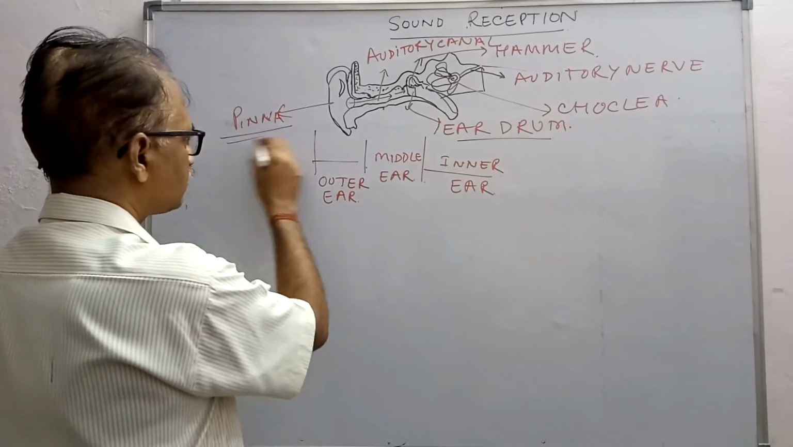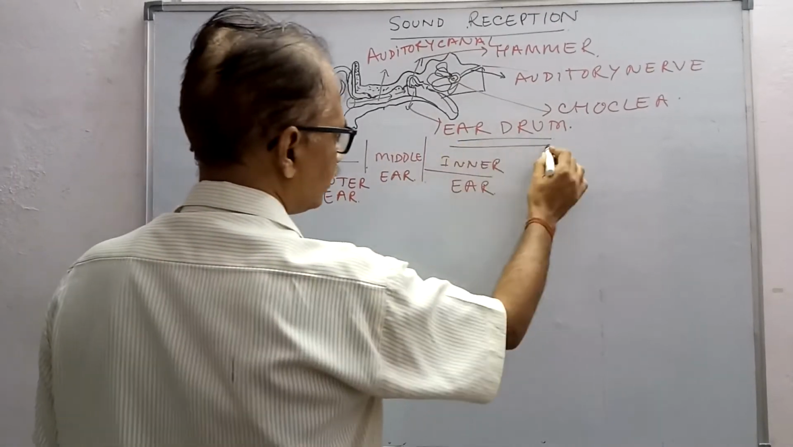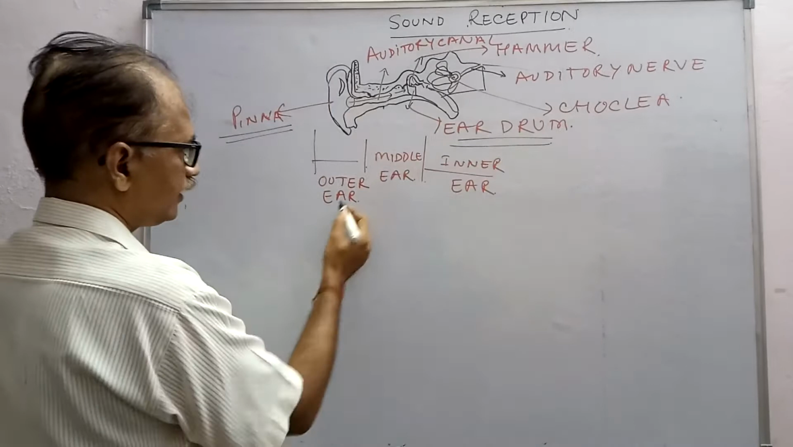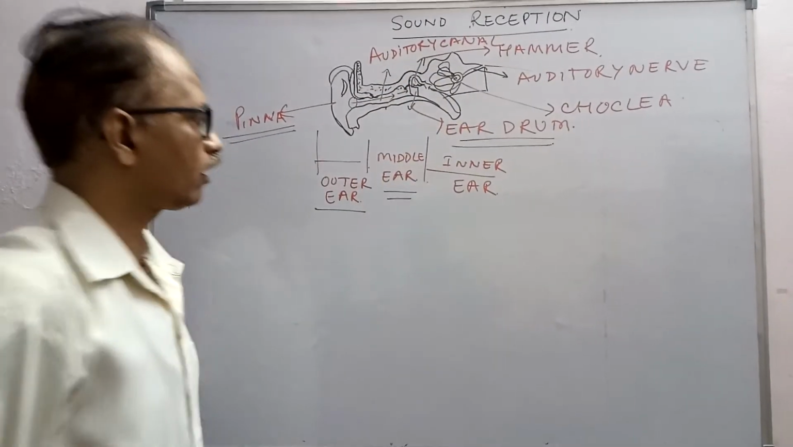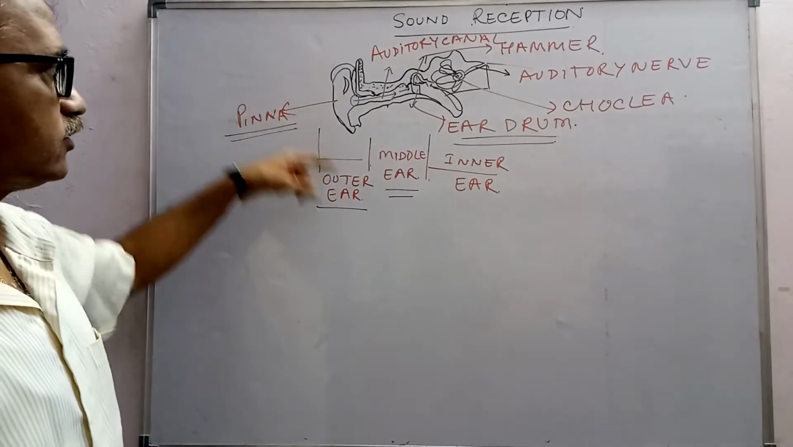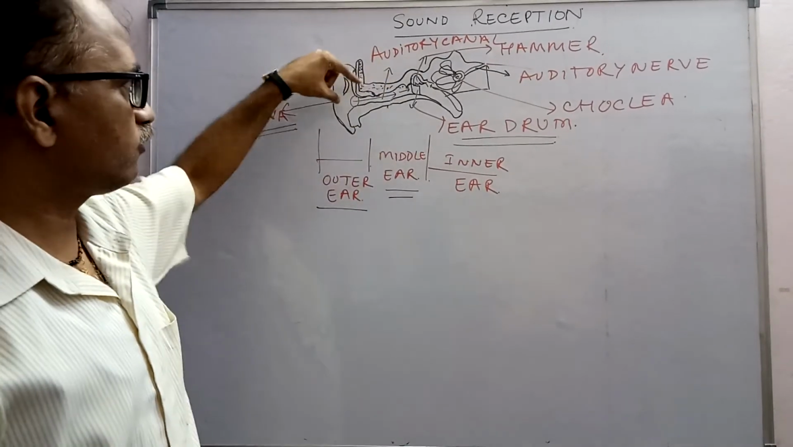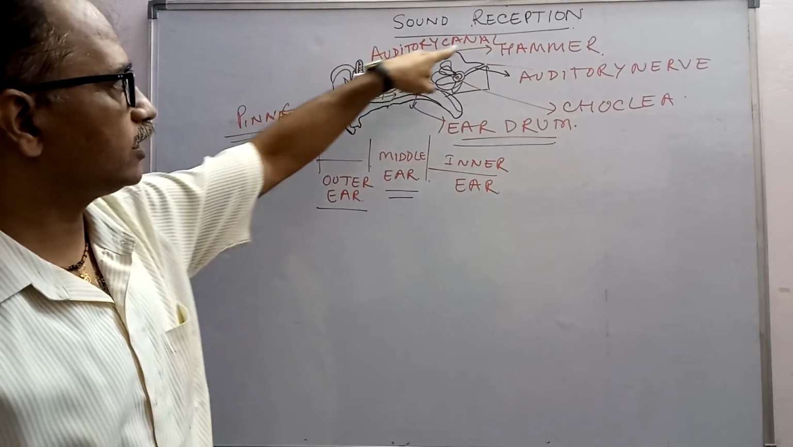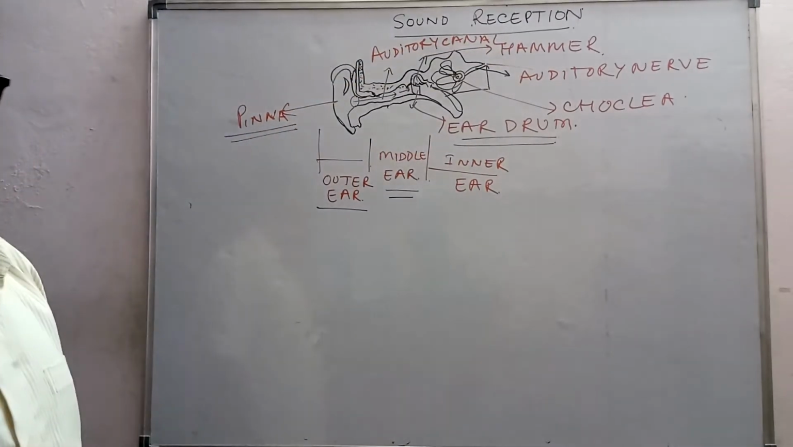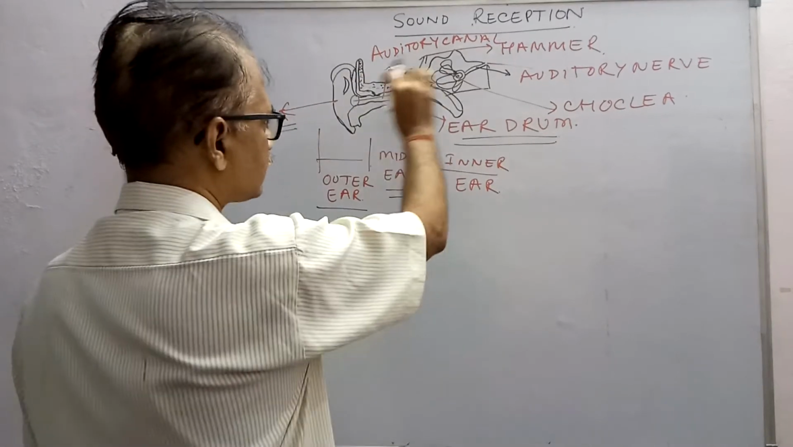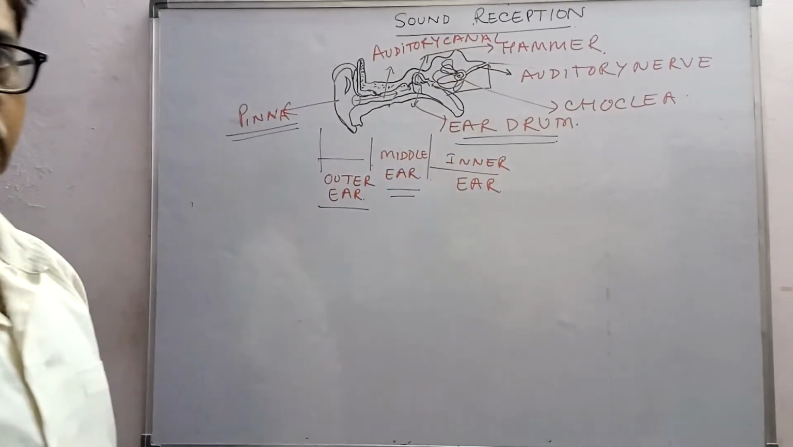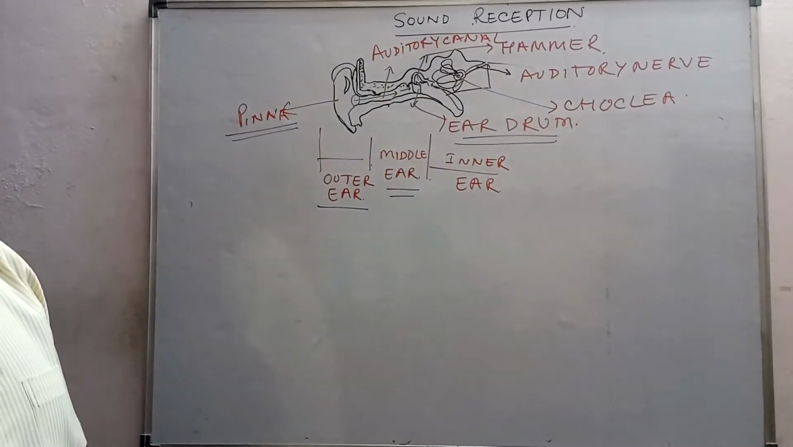So the outer ear is the pinna, and then we have the eardrum. This comes in the middle ear. So this is the outer ear, and this is the middle ear. The region from here to here is called the auditory canal, because it is a passage-like structure.